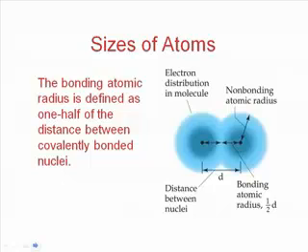What they do basically is they look at the distance between the nuclei in a bonded molecule. So here's our two atoms, the distance between the nuclei, and divide that in half, and that is what we refer to as a bonding atomic radius, or sometimes it's called a covalent radius. That's one way that they have of measuring the radius of an atom, and that's generally what we're going to use in this course.